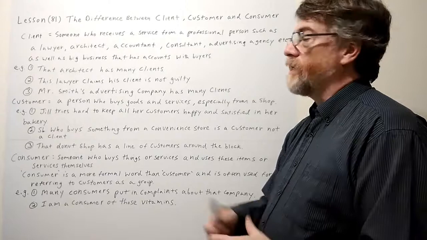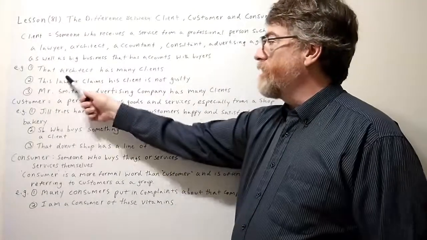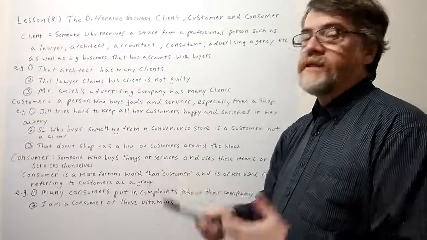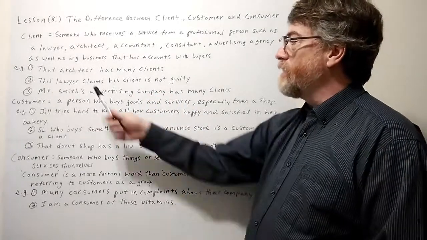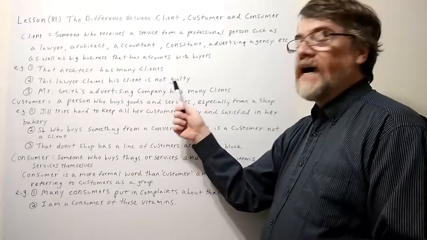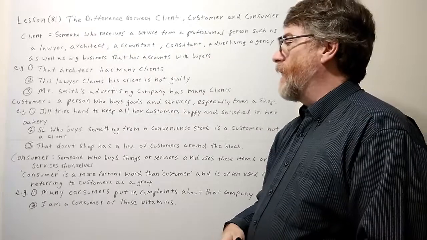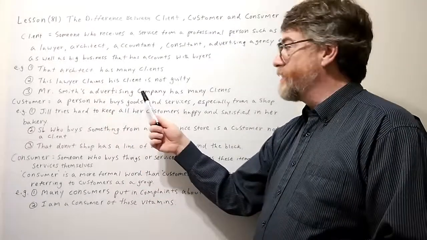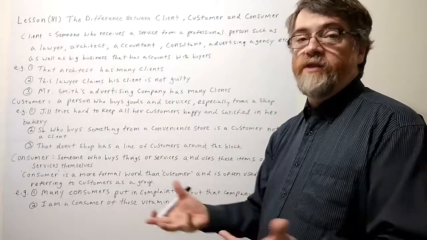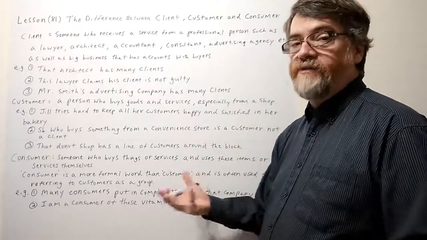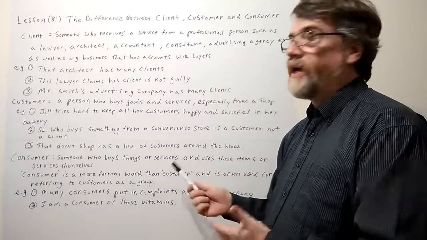Okay, let's take a look at the first example. That architect has many clients. Yes, architect uses clients. They don't use customers. This lawyer claims his client is not guilty. Again, a lawyer doesn't say that he has a customer. Mr. Smith's advertising company has many clients, and the clients are probably other businesses that hire them to do advertising for them. So they use their services, their clients.